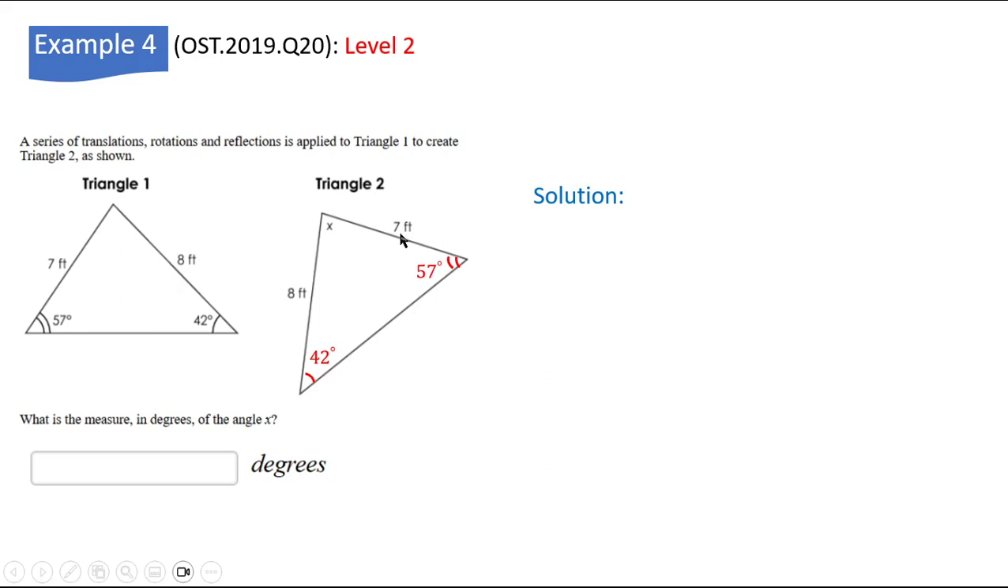Now you have a triangle, 2 of its angles are given, and I know the sum of all interior angles are 180 degrees. Don't forget this rule. So now you put X plus 42 plus 57 is equal to 180. Add these two numbers, subtract 99 from both sides, x is 81.